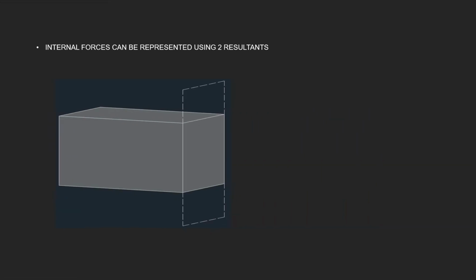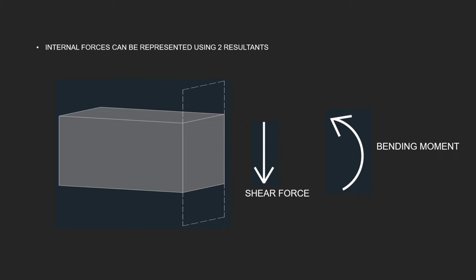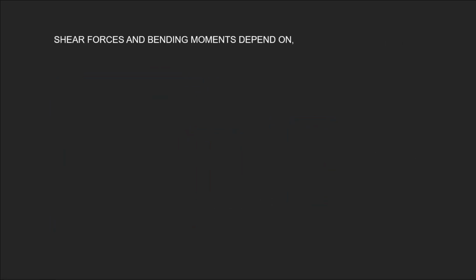So we can represent the internal forces acting on a beam cross section using two resultants. One is the shear force, which is the resultant of the vertical internal forces, and second is the bending moment, which is the resultant of the normal internal forces. The shear force and bending moment diagrams represent the values of these internal forces at each location along the beam. The resultant shear forces and bending moments acting on the beam depend on various factors, such as the loads acting on the beam and the support conditions of it.